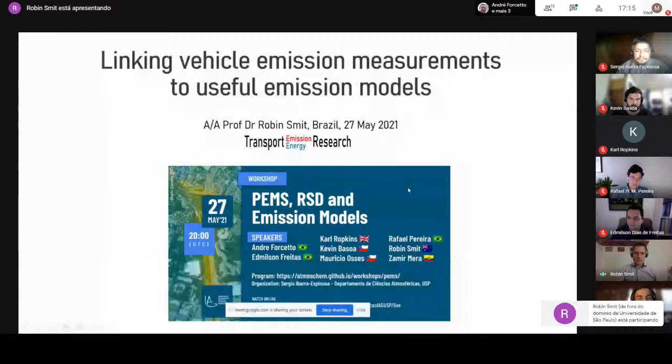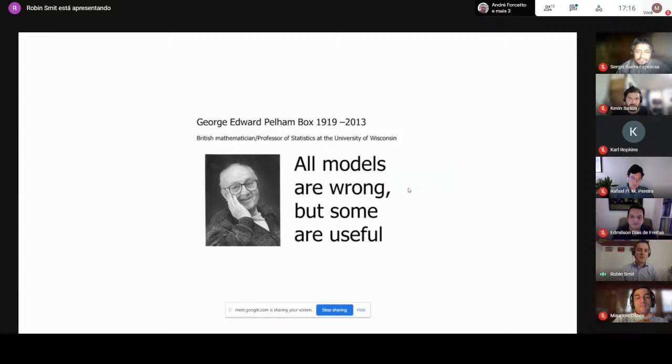Yes. Okay, good. All right, well, it's great to speak at this workshop and meet my South American colleagues. I'm going to talk about linking measurements to models and to ensure that we have useful models. And I often start with this little slide, and it may be a depressing statement to some of us, but it's interesting to know why he says this. He said this, all models are wrong, but some are useful because all models are a simplification of reality.